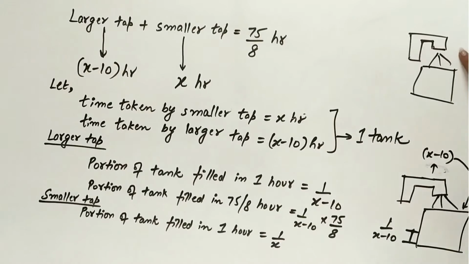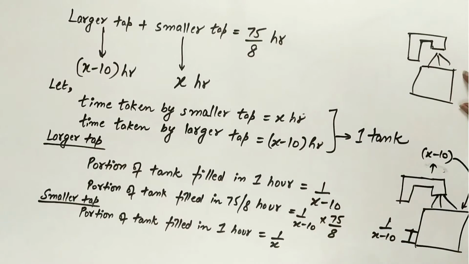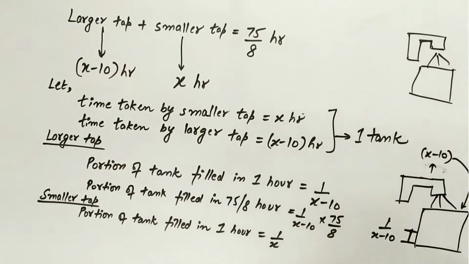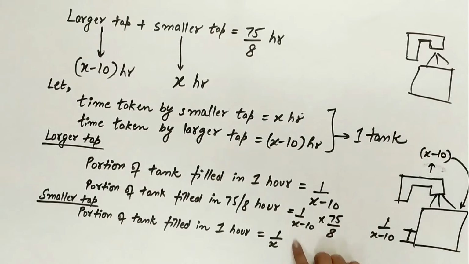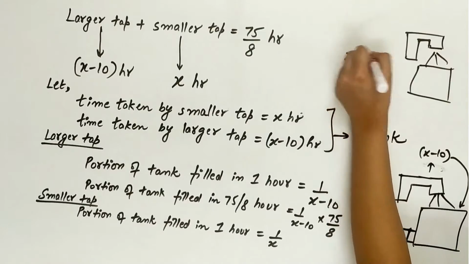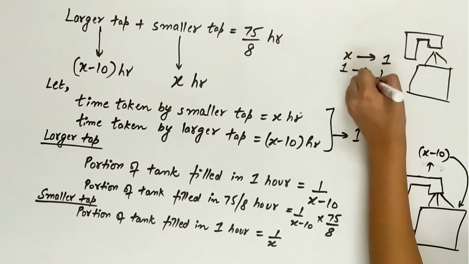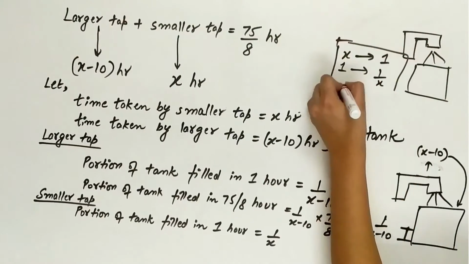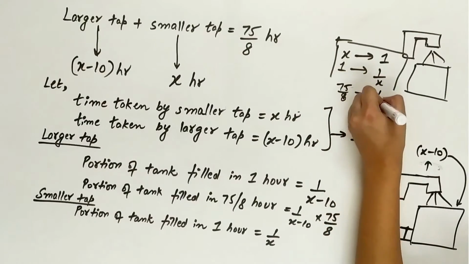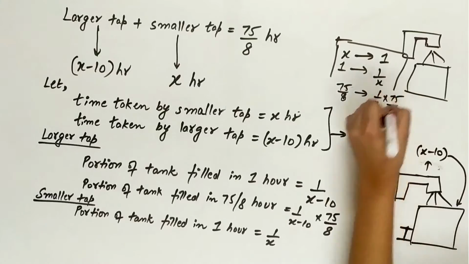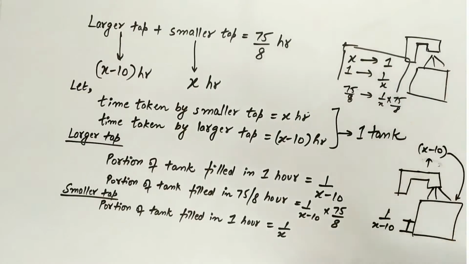Now let it be the smaller tap. We know it takes x hours to fill this one tank. Now how much tank will be filled in 1 hour? That is 1 by x. In x hours, one tank is filled. In 1 hour, 1 by x tank will be filled. And in 75 by 8 hours, 1 by x multiplied by 75 by 8 portion of the tank will be filled by this smaller tap.